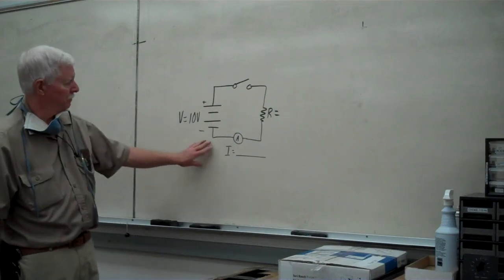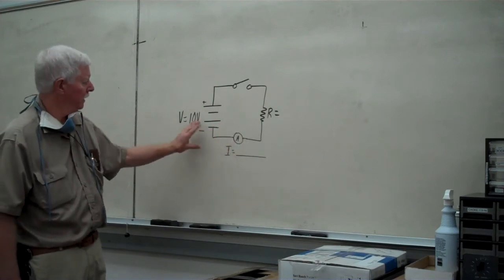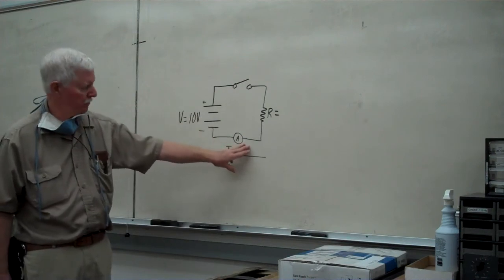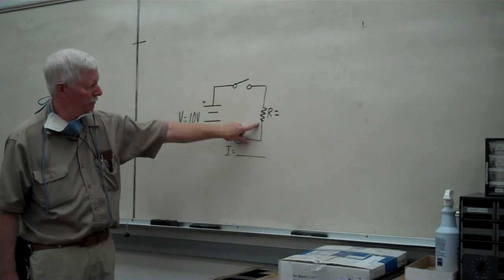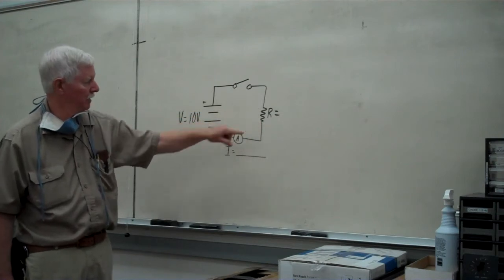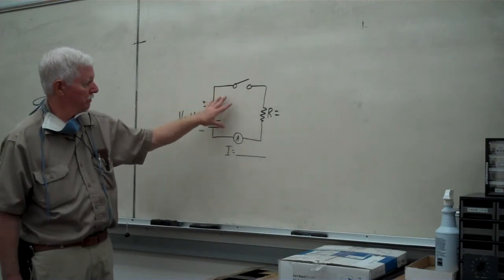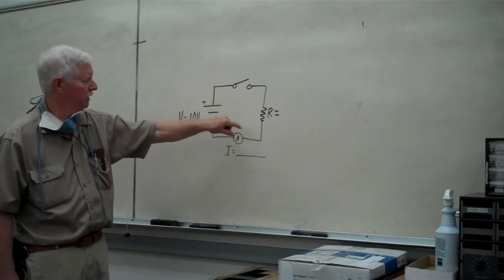The example that we have up on the board is actually just a basic electrical circuit. It has a voltage source. We're going to examine the current that's flowing through the circuit, and we also have the circuit resistance illustrated by the resistor symbol. As long as the switch is open, there is no current flow through the circuit. That means that the resistor has no current flowing through it.